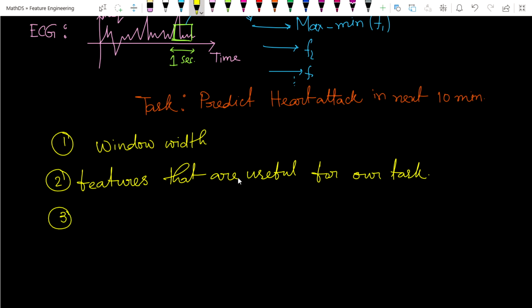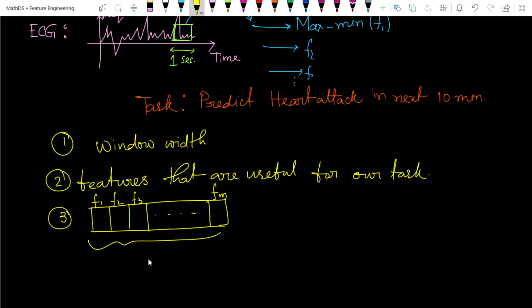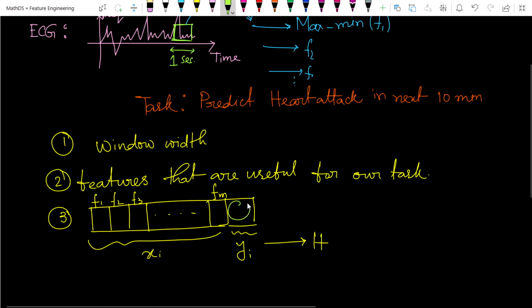Second, based on these features, we have to make our numerical vector. This thing is actually called the feature vector. Suppose for this I have considered features f1, f2, f3, like that, up to fm features here. This vector is called xi. Now our job is, for this, to predict the corresponding yi value. This yi value will be whether there is a heart attack in the next 10 minutes or not.